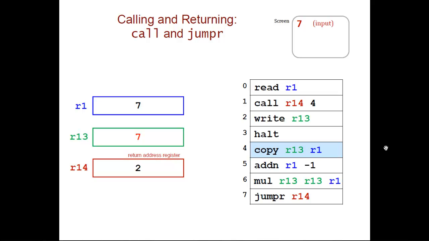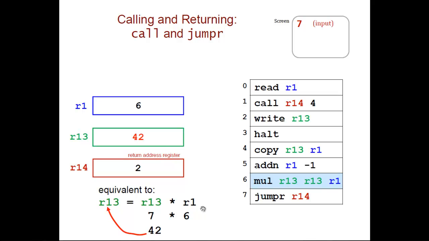So now we're down in the function. We take the value in R1, we copy it into R13, so R13 is 7. We then subtract 1 using an add n, -1, from R1, so it's now 6. Then we do this mul, and again that's equivalent to this Python, so we're taking the current value of R13, multiplying it by the current value of R1, that gives us 42, which we then store back into R13. So that's our return value. That's what we're going to be sending back. But again, we're not explicitly sending it. It's just going to be there in R13 when we need it.